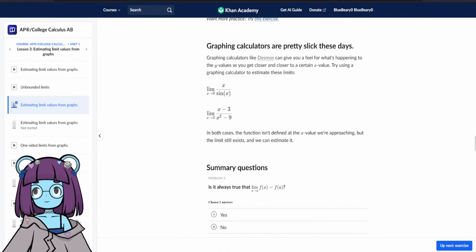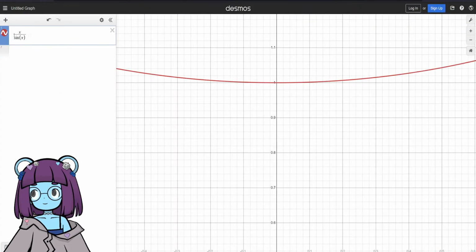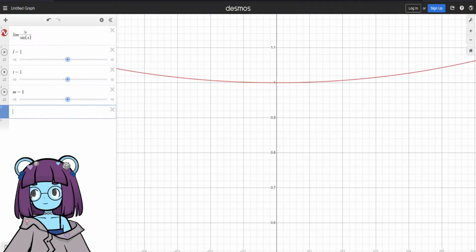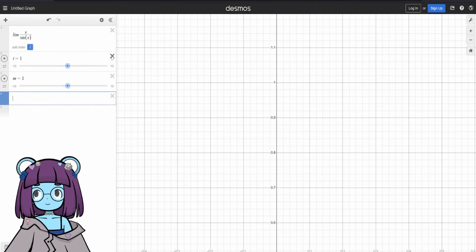Or do I type in, like, limit? Can I type in limit? Is that a thing? I don't know what I did. I don't like this.